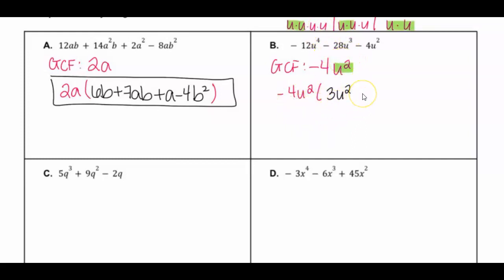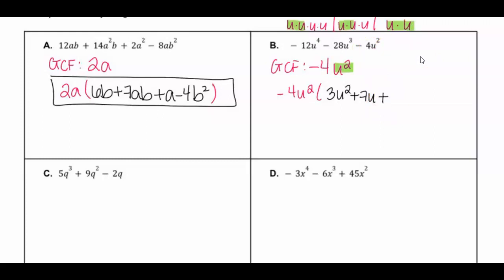Negative 4 times what is negative 28? Well, negative 4 times positive 7 will give me negative 28. And then u squared times u will give me u to the 3rd power. Or I'll see that once I took out my GCF of 2, I still had 1 u left over. And then finally, negative 4 times what is negative 4? Well, negative 4 times 1, positive 1.